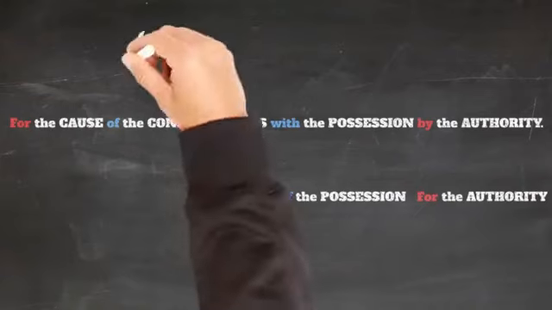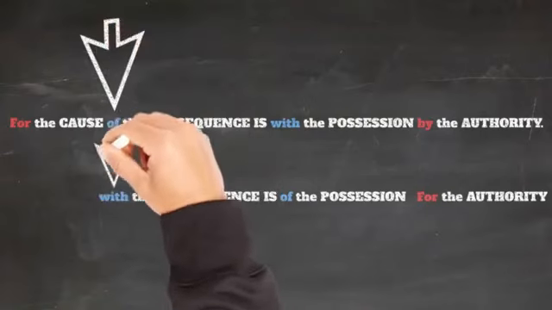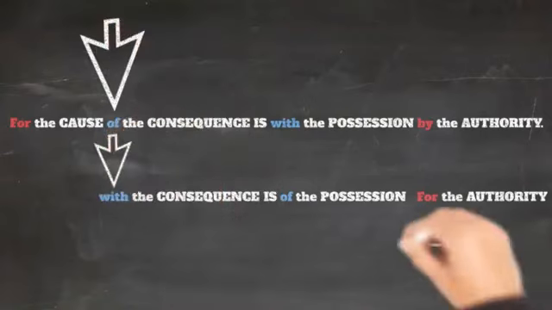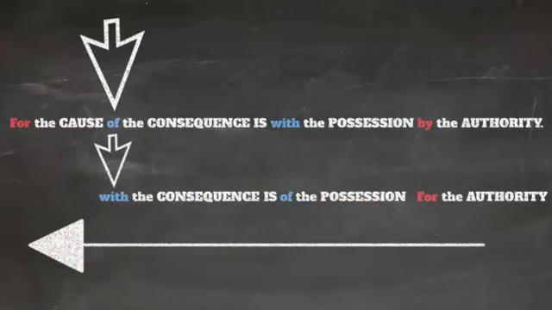Now looking at, of, the consequence. Instead of saying, of the consequence, I can write, with, the consequence. For the authority, of the possession, is with the consequence. Remember, of, and with, being opposite positions.